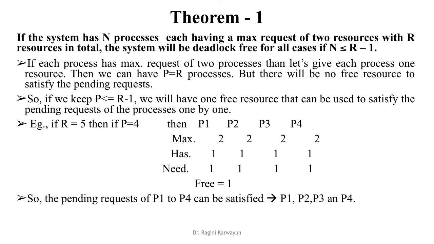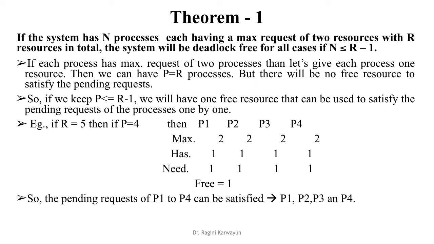Now there are 2 theorems. If the system has n processes, each having a maximum request of 2 resources, with r resources in total, the system will be deadlock free for all cases if n is less than or equal to r minus 1. Now see, if each process has a maximum request of 2 resources, then let's give each process 1 resource. Then we have P equal to R processes, but there will be no free resource to satisfy the pending request.